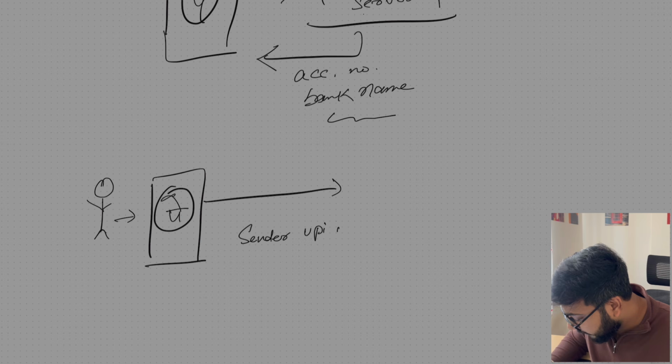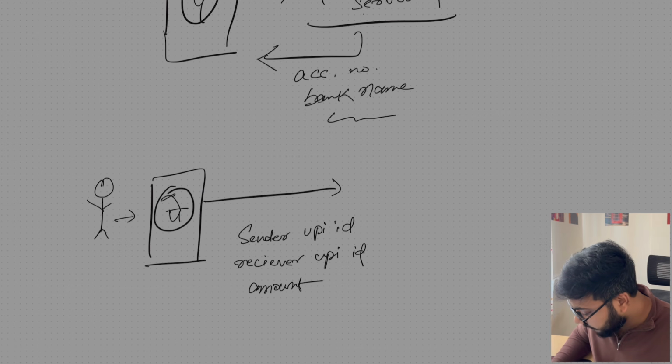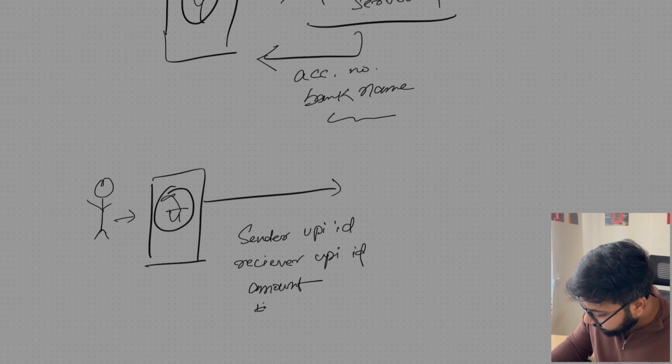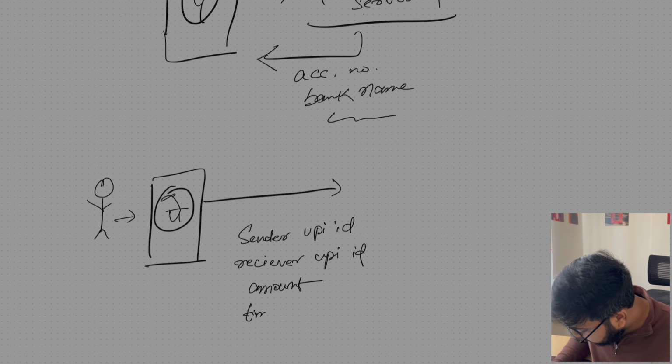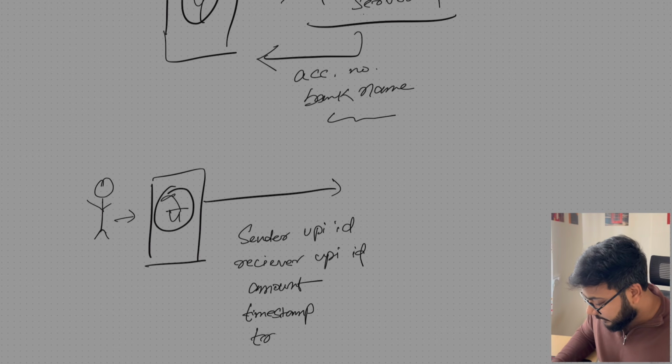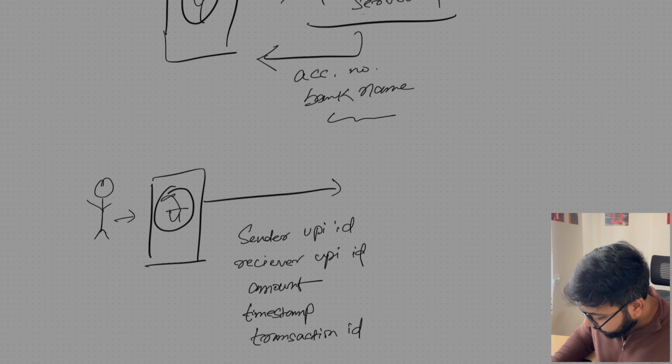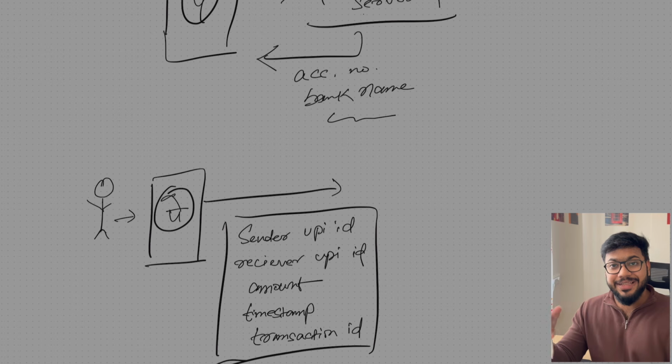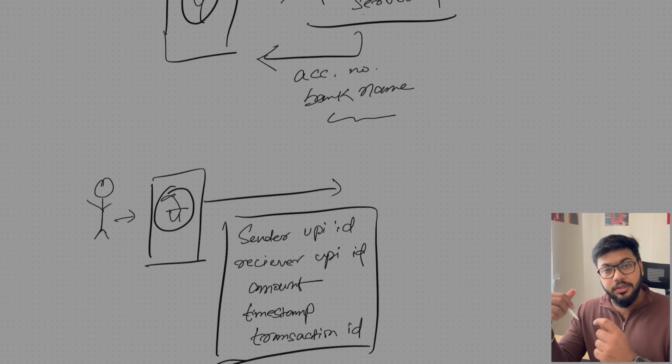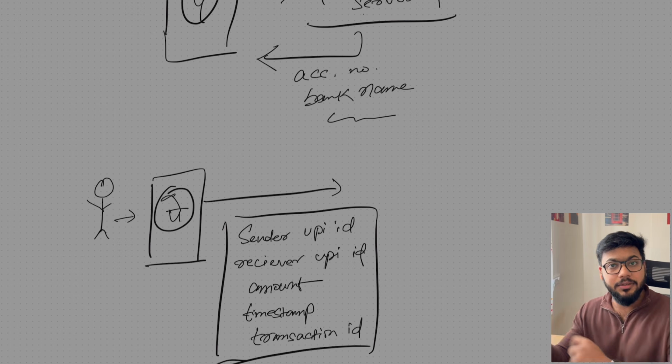sender UPI ID, receiver UPI ID, amount, a timestamp, and a transaction ID. Okay. So let's say this is the payload using which user U1 initiated the transaction.